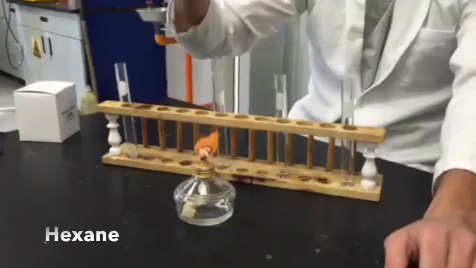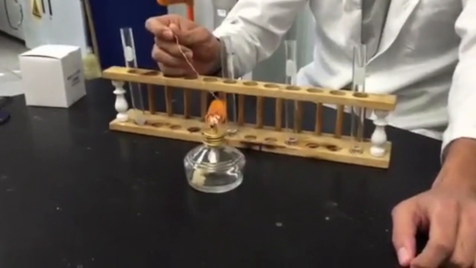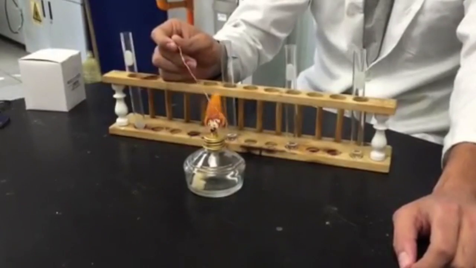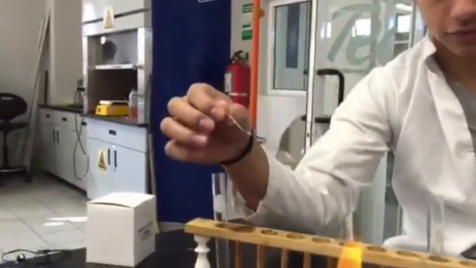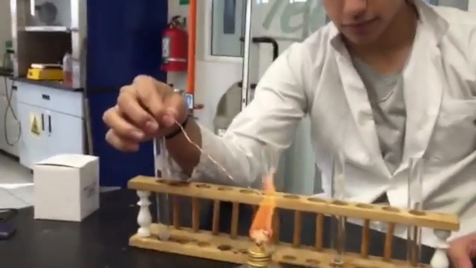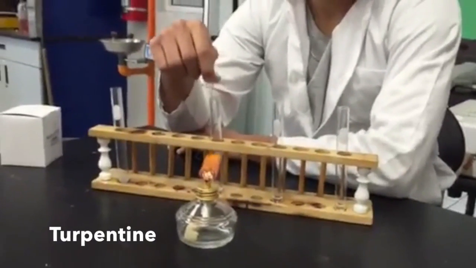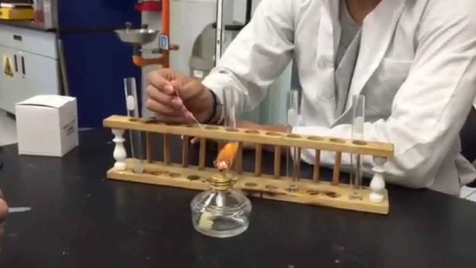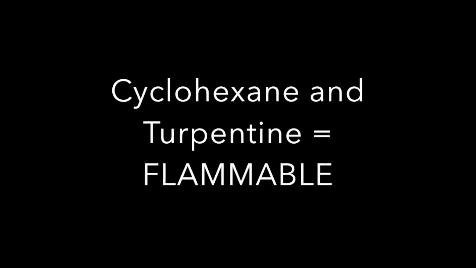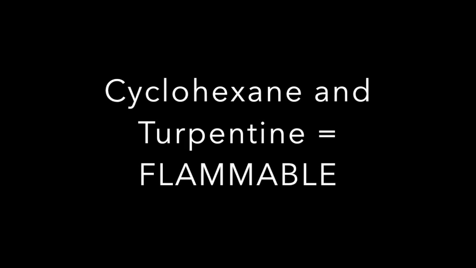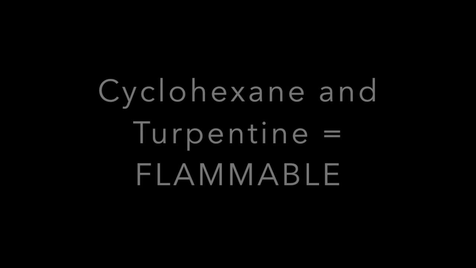First, we tested their flammability, and we did this by pouring 1 milliliter of each substance into a test tube, each into a different test tube. And then we dipped a copper wire into the test tubes and placed it over the flame created by the alcohol burner. We found that only cyclohexane and turpentine were flammable.